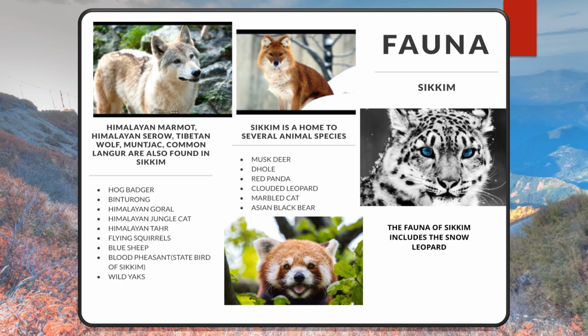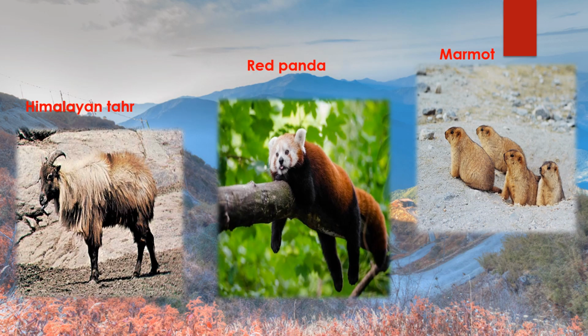Sikkim is home to several animal species, including the Himalayan mammoth, Himalayan sparrow, musk deer, red panda, clouded leopard, etc. Here are some pictures of some of the animals of Sikkim: Himalayan tahr, red panda, and marmot.